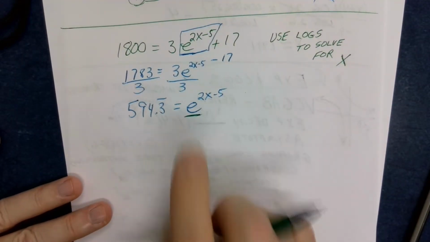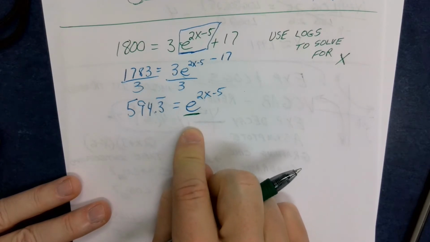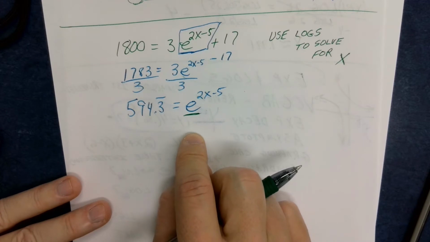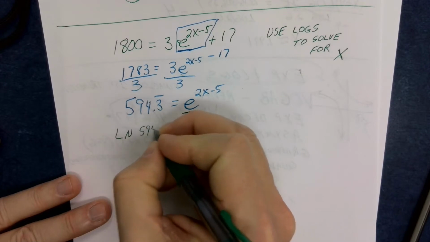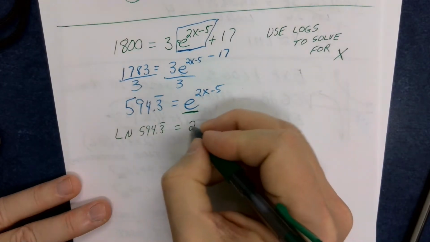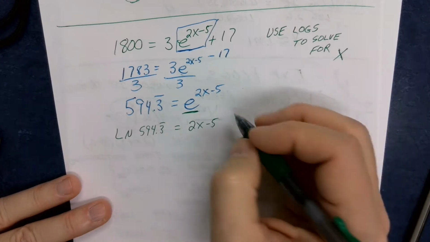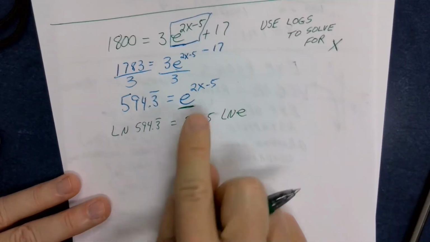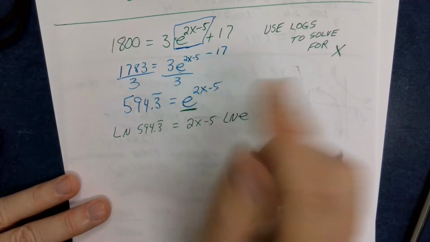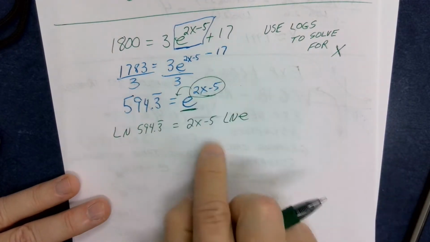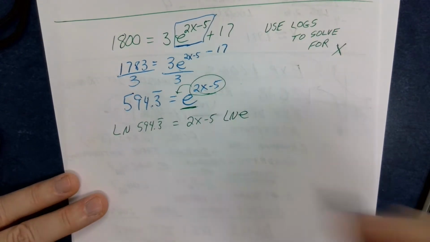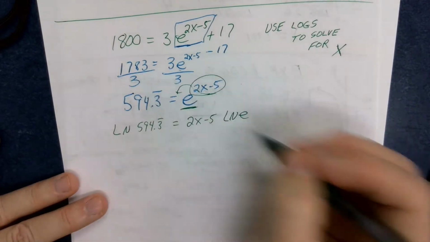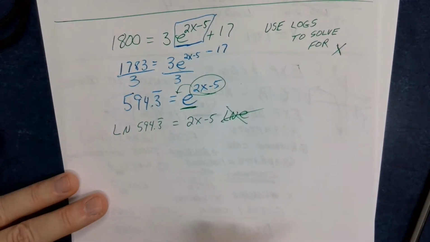Is this a special kind of tree? Special kinds of trees need special kinds of loggers, right? What kind of log are we going to use? Natural log, that ln. So I do it to both sides. ln 594.3 repeating equals 2x minus 5. Now technically, I did the natural log of this, and then I brought my entire thing down, but I can only do it once I write that. And we know that the natural log of e cancels out, equals 1. So they undo each other.